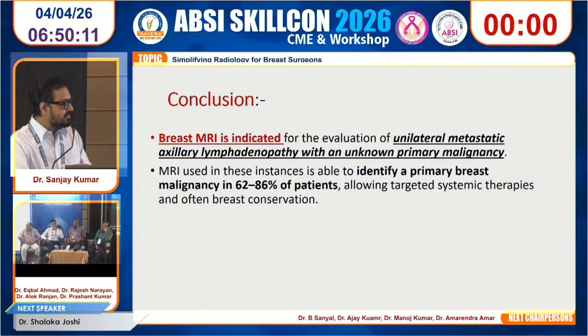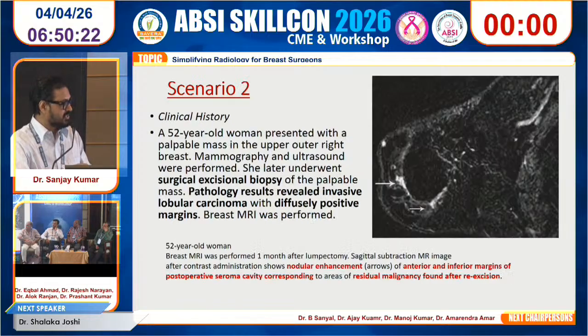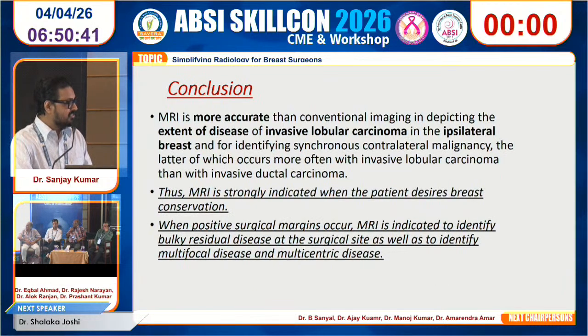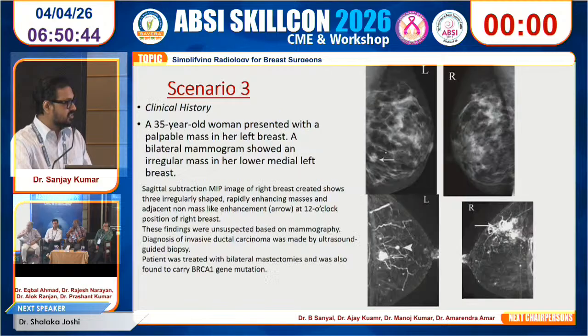Breast MRI is indicated for the evaluation of unilateral metastatic axillary lymphadenopathy with unknown primary malignancy. MRI used in this instance identifies the primary breast malignancy in up to 62 to 80% of patients. In scenario 2, after surgery, there is some residual lesion. So after surgery, there is a need of MRI because there is a residual lesion, nodular enhancement internally on the inferior margin of the post-operative seroma site. So there is an indication of MRI, and thus MRI is strongly indicated when the patient desires breast conservation.